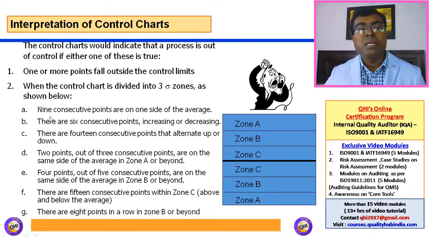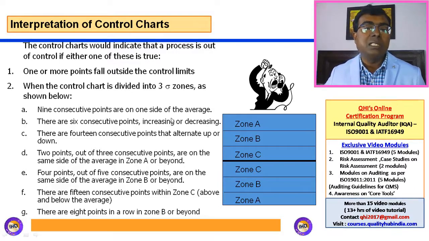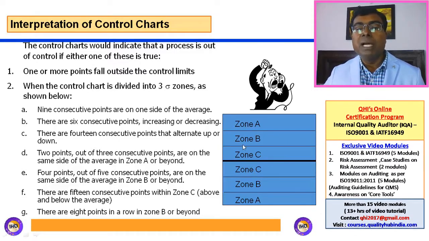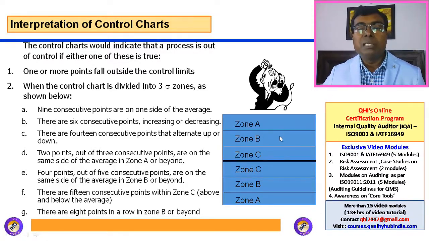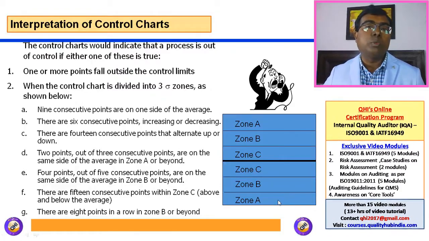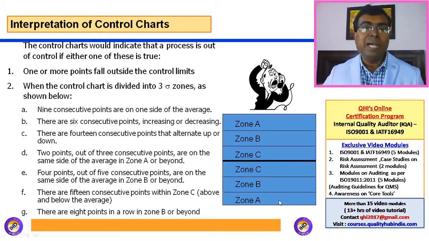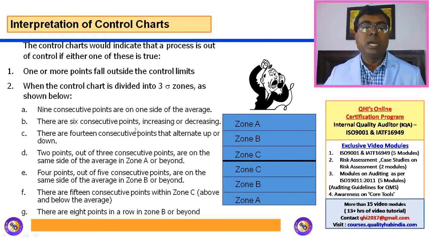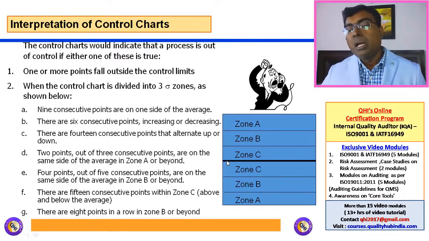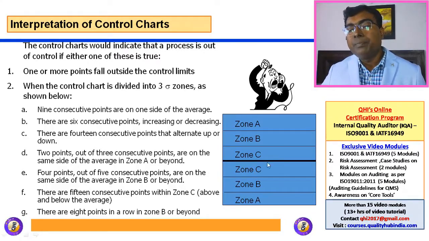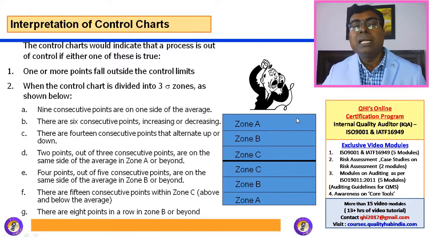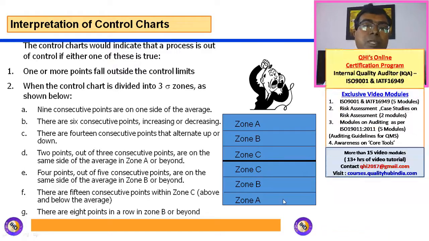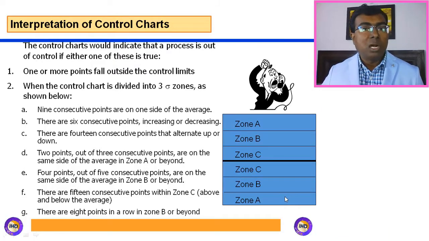The first one is 9 consecutive points on one side of the average. That means this is my average. If there are 9 consecutive points on this side, above the target line or below the target line, that means the process has gone out of control. Identify the special cause and take action. The second is 6 consecutive points increasing or decreasing. That means above the target or below the target line, 6 consecutive points either in an increasing trend or in a decreasing trend, either on this side or this side. If that happens, that means your process has gone out of control.